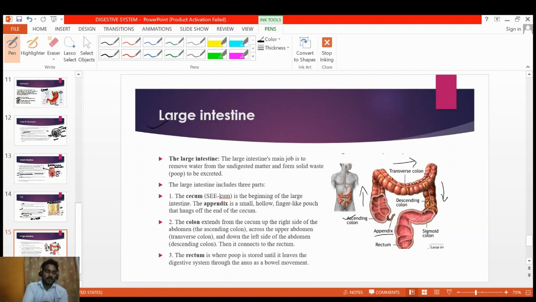And this is all about how the parts of the alimentary canal are arranged and how the food passes through the different segments of the intestine. In the next lecture, we'll study the specific role of the glands, which play an important role in the digestion of food.